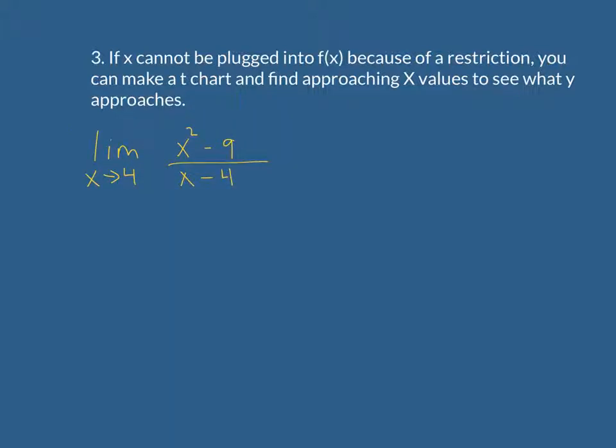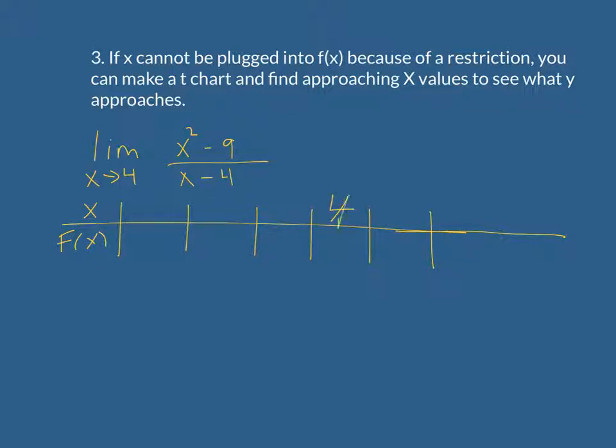Alright, so if I have the limit as x approaches 4 of x squared minus 9 over x minus 4. Now we would simplify this first and see if anything would cancel, but it doesn't. So we're going to use our chart. Our x value, and then we have an f of x value. That x value should be 4. And we're going to approach the 4 values.